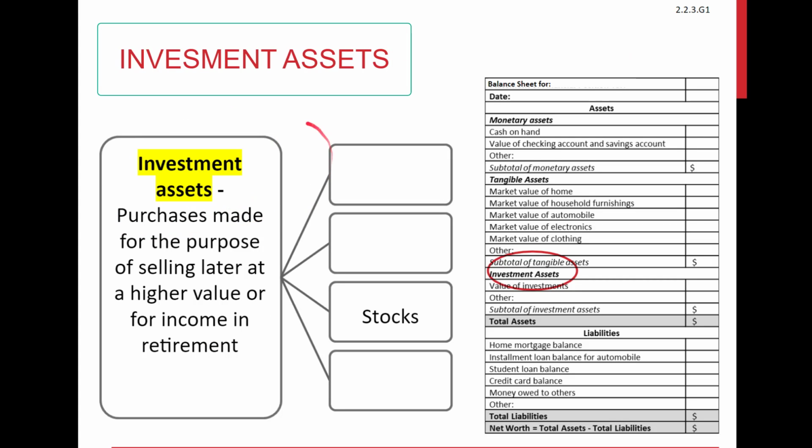So investment assets, these are purchases made for the purpose of selling later at a higher value or for income in retirement. They are things like your 401k or IRA, your retirement account, stocks, collectibles. Collectibles are kind of like a tangible item, but you're purchasing them for the sole purpose of them going up in value. So collectibles go under your investment assets.